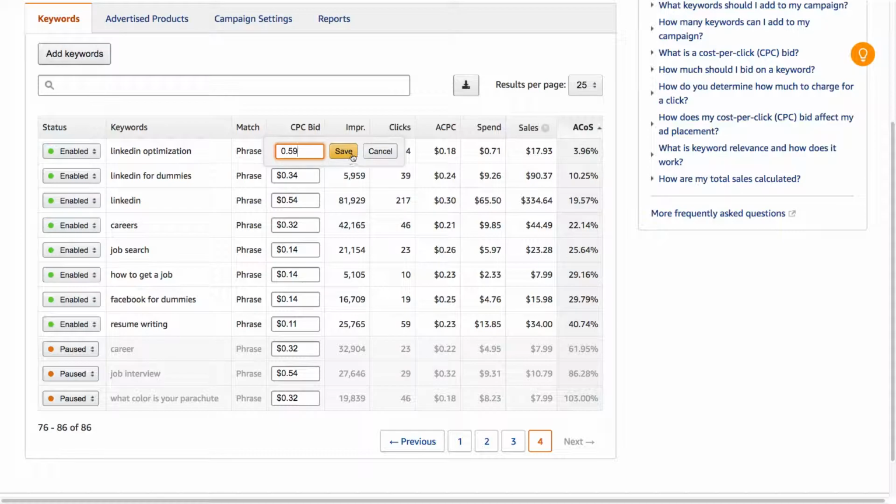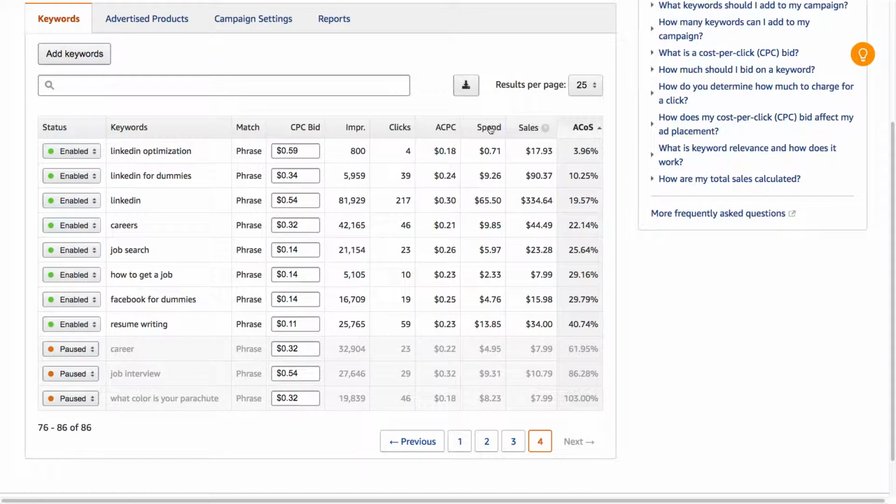0.59, 59 cents. And the idea is maybe that will give some more impressions and some more clicks and some more sales. And even if the ACOS goes up to 10%, that's not a huge deal for me because I'll be getting more sales on that. So that's how you can use ACOS to optimize. There's a couple other things you can do too.